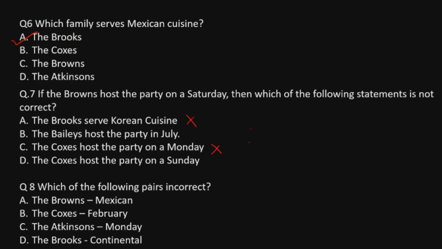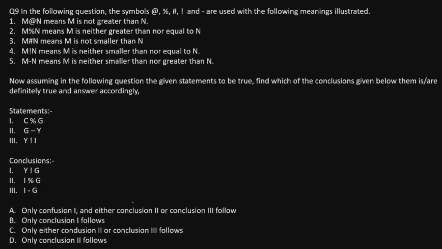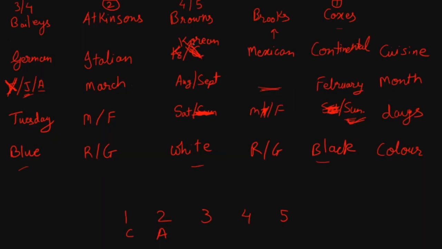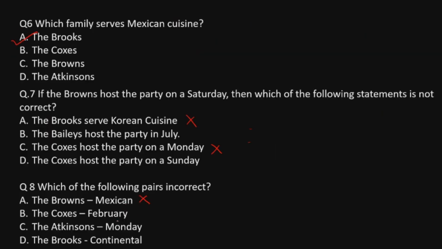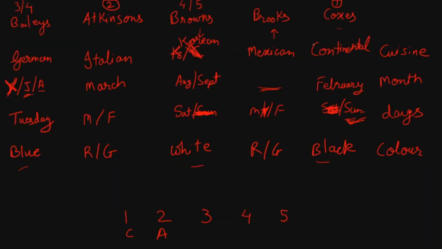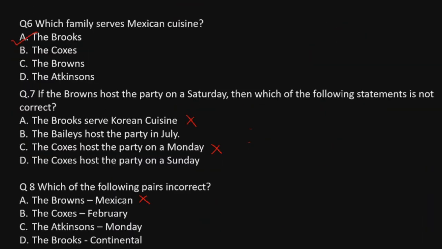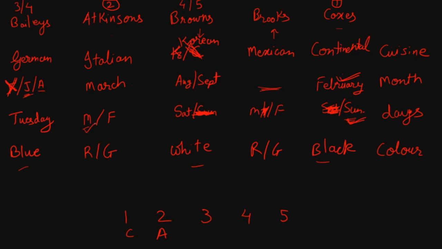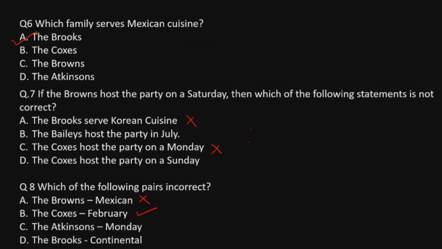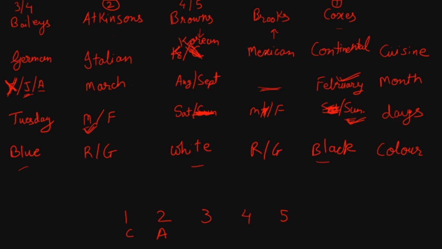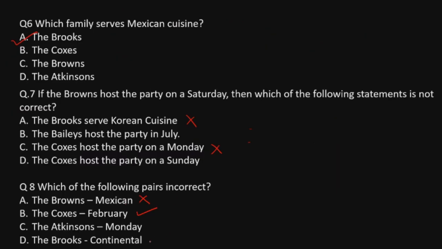Moving to the last, which of the following pairs is incorrect? Browns Mexican, Grounds Korean. Grounds are not Mexican, so this is wrong. Coxes February, yes, Coxes February. This is correct. Atkinsons Monday, yes, it can be correct. Then Brooks Continental. No, it's again wrong. So we again got a multiple choice question with two right answers.